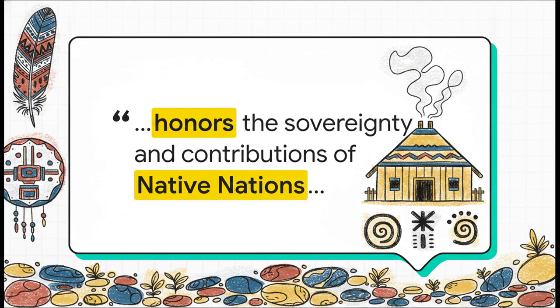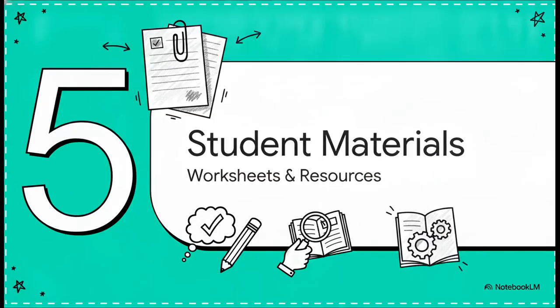The unit rationale specifically ensures we honor the sovereignty and contributions of Native nations, directly referencing the Choctaw Nation and the 5 tribes. Rather than treating history as just a boring list of static facts, this culturally responsive approach validates the actual world these students live in. It ensures that diverse learners see their own communities and historical roots reflected directly in the academic material.